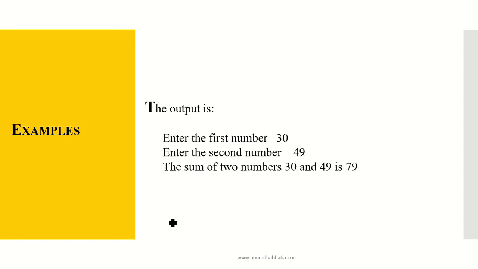So this is another example I've taken. The first number is 30. I press enter, so it moved to the next line. The second number is 49. So I entered it, and it moved to the next line. So the sum of the two numbers 30 and 49 is 79. So this is how my program executes.